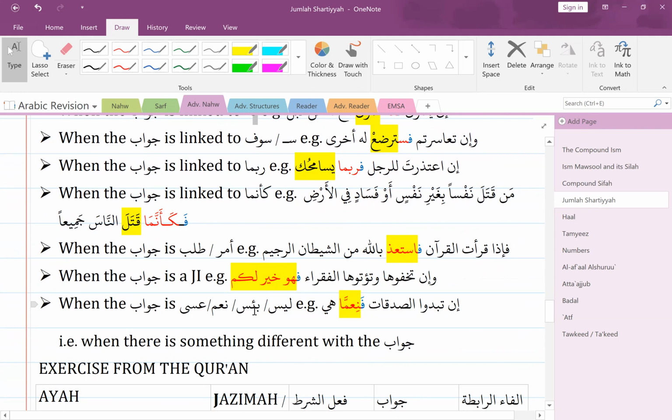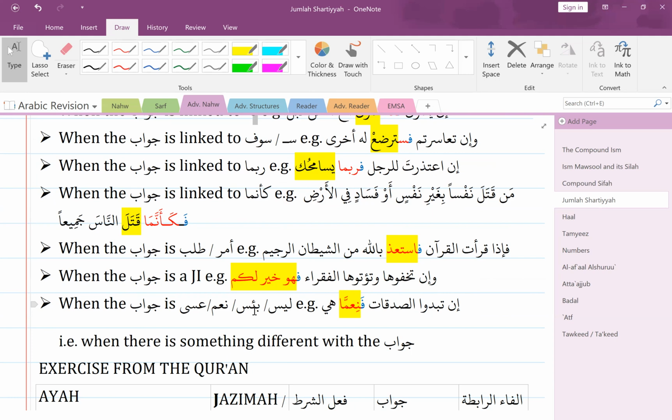Basically, what are you hearing me say? What you're hearing me say is that if the jawab is slightly different from the shart, then you bring in the fa. That's basically what I'm hearing. I mean, why didn't somebody just say that? It's easy, simple. It could mean maybe it's not foolproof, maybe it's not 100%, but it's an easier statement to understand and an easier statement to remember.